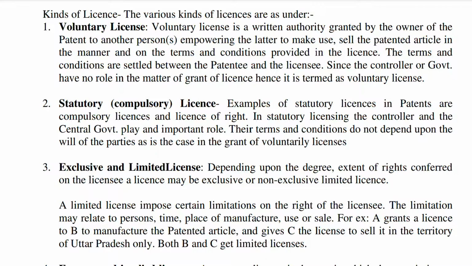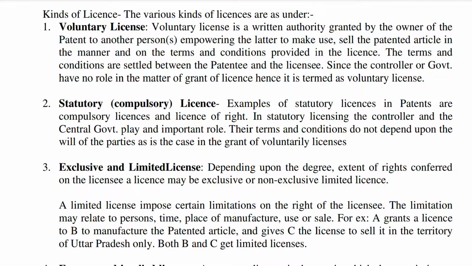The terms and conditions are settled between the patentee and the licensee. Since the controller or government have no role in the matter of grant of license, hence it is termed as voluntary license. Second is statutory or compulsory license. Examples of statutory licenses in patents are compulsory licenses and license of right. In statutory licensing, the controller and the central government play an important role. Their terms and conditions do not depend upon the will of the parties, as is the case in the grant of voluntary licenses, which differentiates it from the voluntary license.